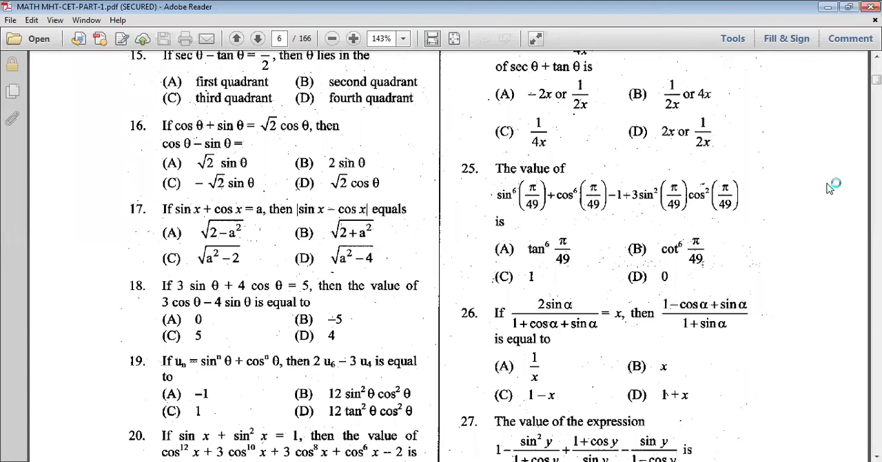Let's observe this 25th. Is sin^6(π/49) + cos^6(π/49) − 1 + 3 sin²(π/49) cos²(π/49). So what is the value of this? The simple question.